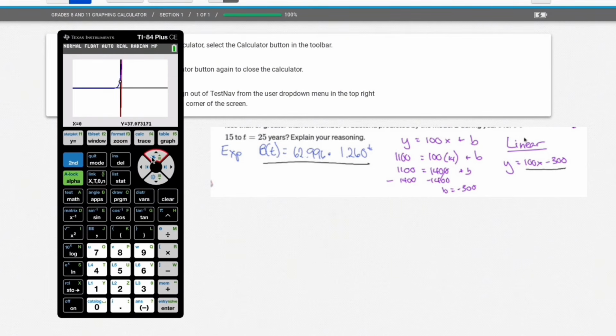So what I'm going to do is set my window to 15 to 25 because that's what I care about for my x values. And why don't we change my y min to 50 and just see what happens.